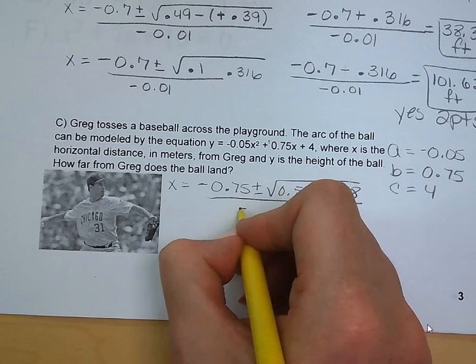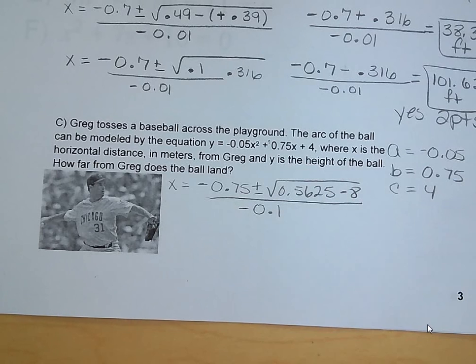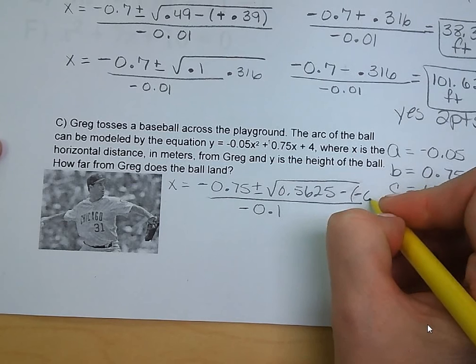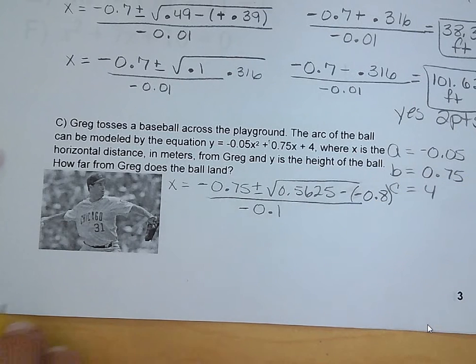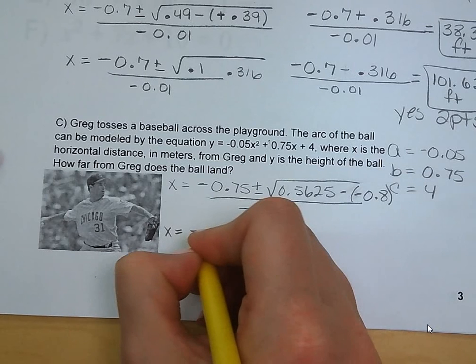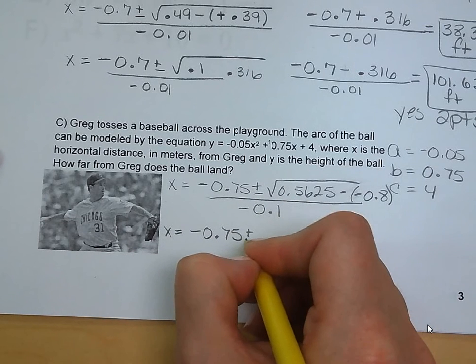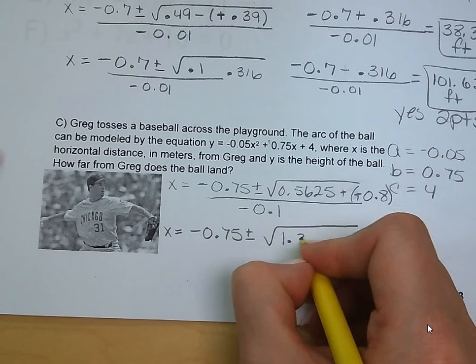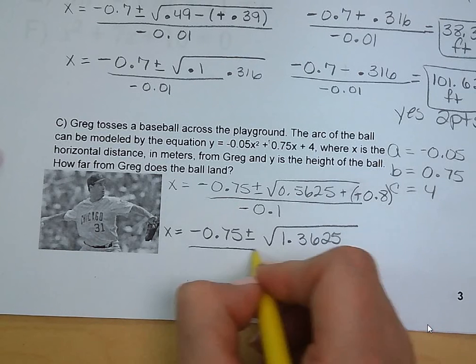So we plug in our values. And Mrs. Zirzo is skipping some steps here. She multiplied 4 times negative 0.05 times 4, and she came up with negative 0.8. Don't skip steps. And so when she simplifies that radical, we're going to have the square root of 1.3625, and this is all over negative 0.1.